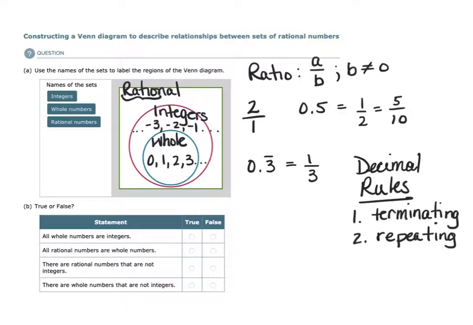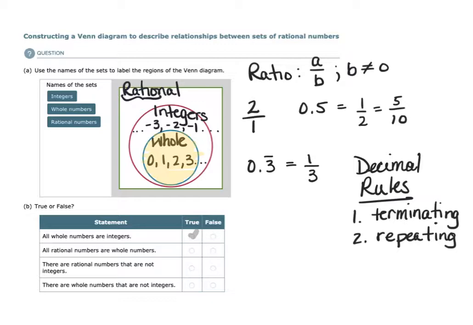And then what you're going to do for part B is you're just going to come down here and identify which statements are true and which statements are false. Be very careful about double negatives down here. But all whole numbers are integers. Well, if I look at my list of all my whole numbers, I can see that yes, they fit completely into the integer category. So yes, all whole numbers are in the integer box or in the integer circle. So that would be true.